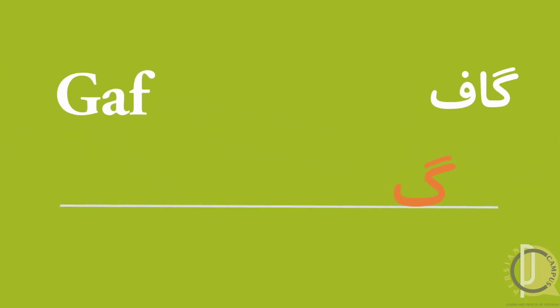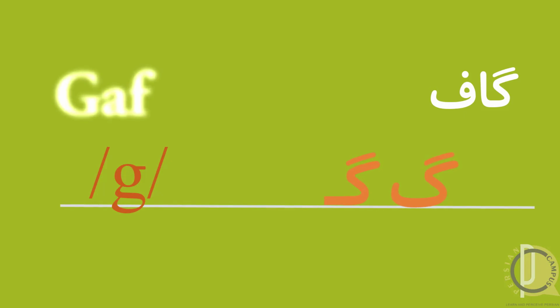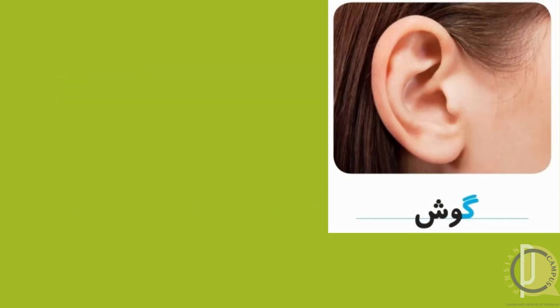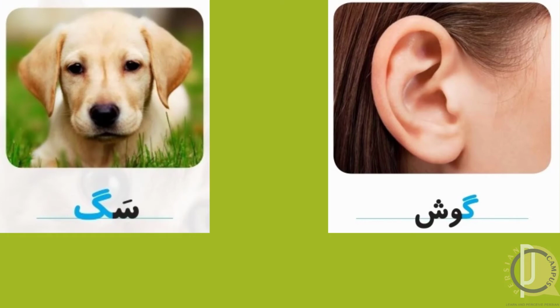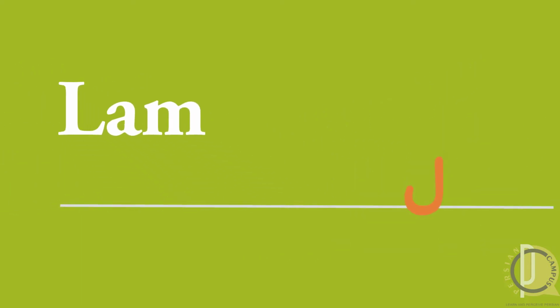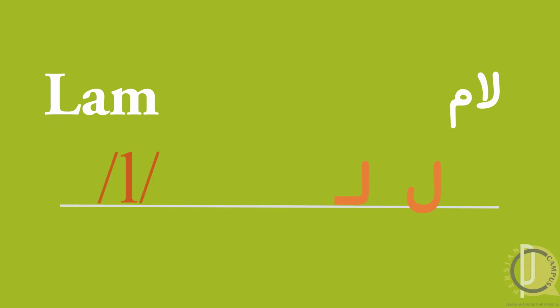Now, with a small change to kaf, you can make gaf. Two forms that their positions are predictable for you now. The sound is g. As in گوش. گوش means ear. And sag. Next letter is lam. Lam. With two forms and sound l.